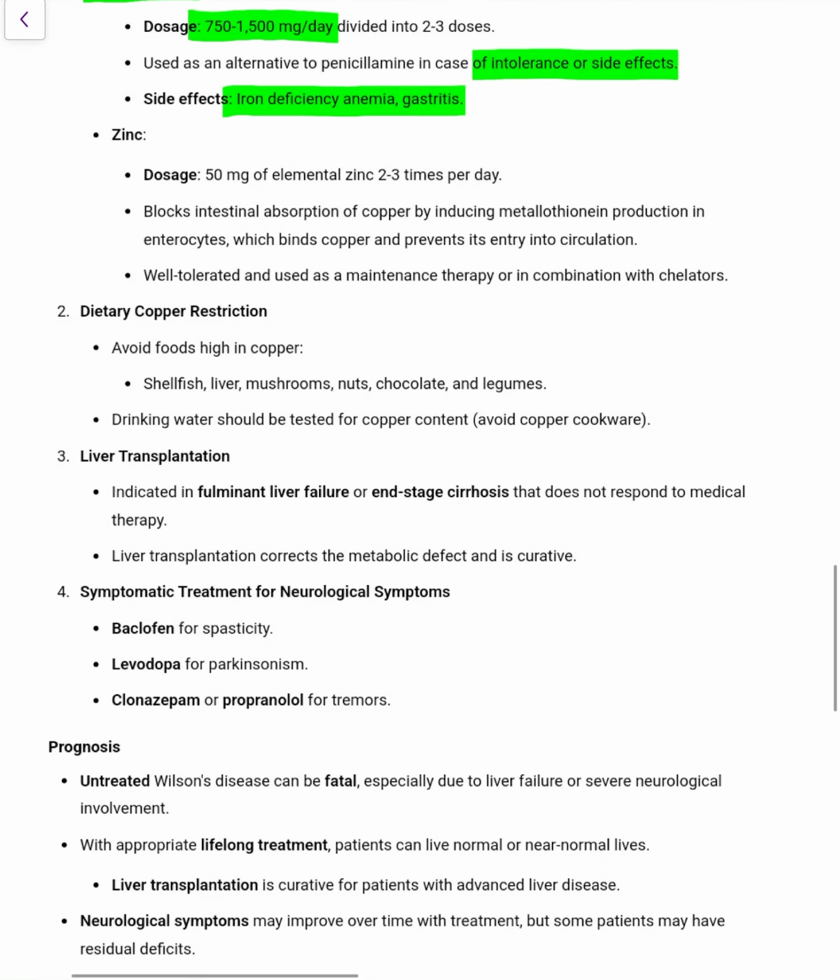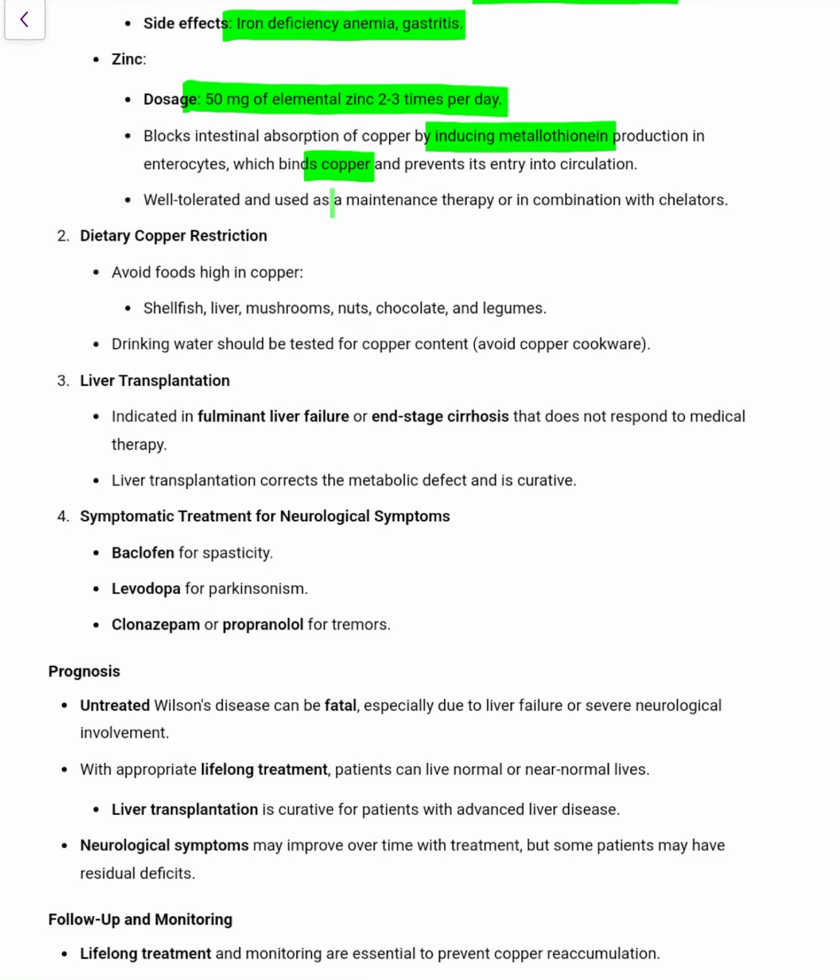Zinc, on the other hand, blocks intestinal absorption by inducing metallothionein. This metallothionein binds to the dietary copper and prevents its absorption into the blood. The dose is 50 milligrams of elemental zinc 2 to 3 times per day. It is well tolerated and is used as maintenance therapy, or in combination with other chelators like D-penicillamine.